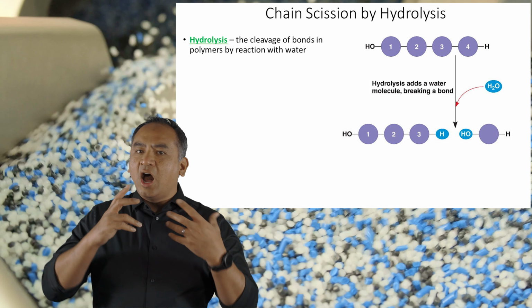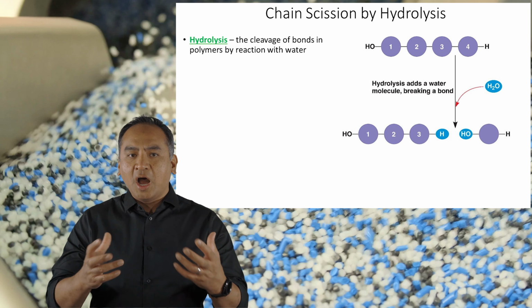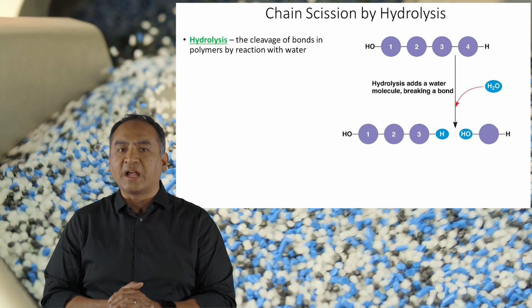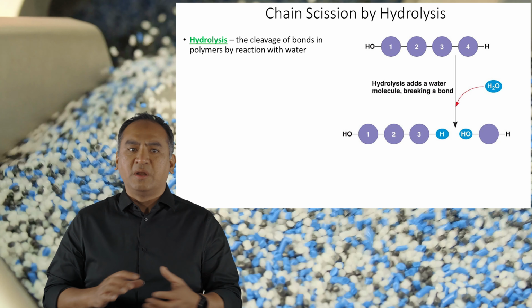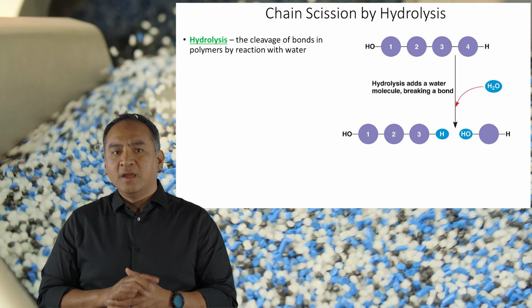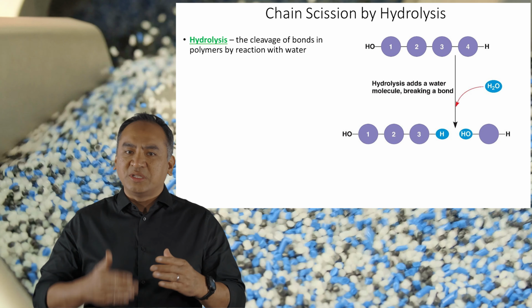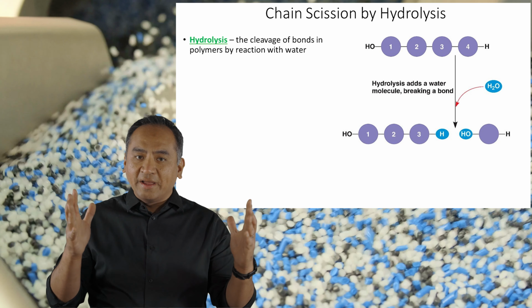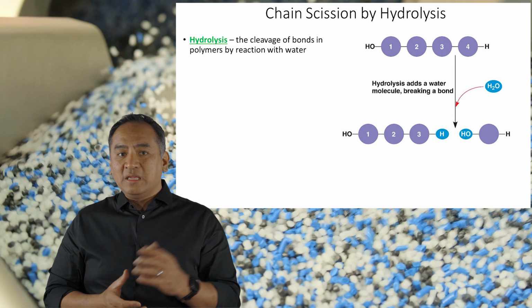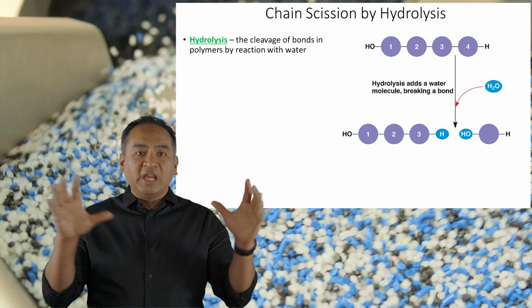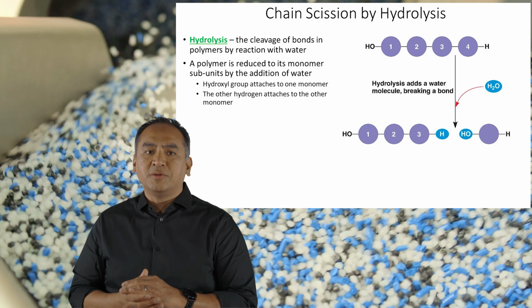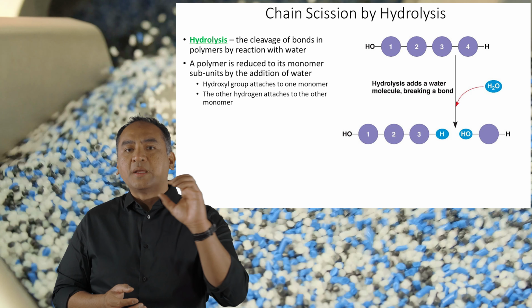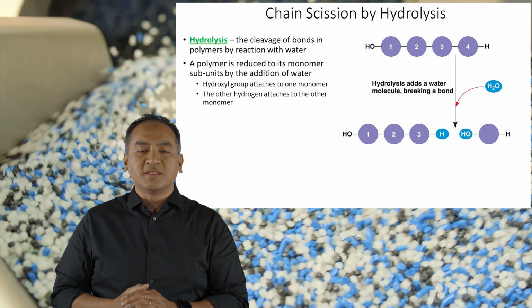Hydrolysis is the opposite of the condensation polymerization reaction. Instead of a water molecule being formed when repeat units are joined, a water molecule can actually cleave the bonds between the repeat units and break the chain apart. Hydrolysis is the process that reduces a polymer to its monomer subunits.